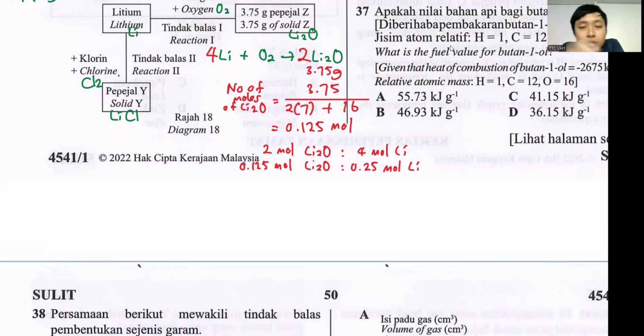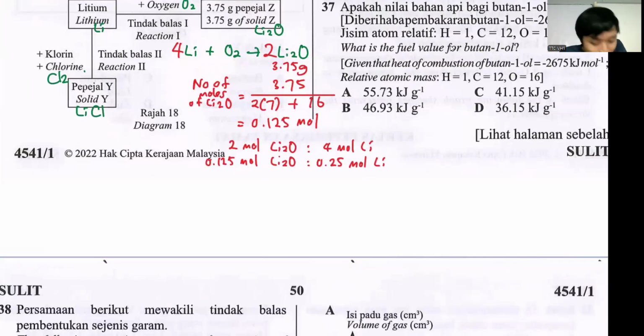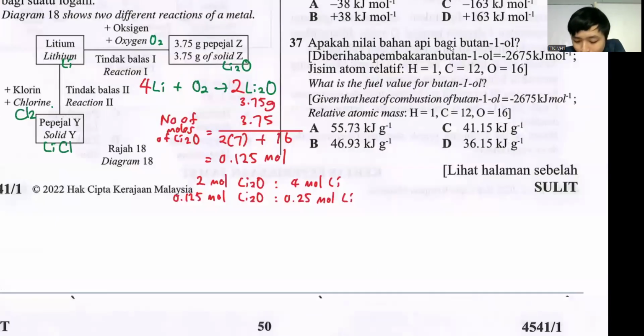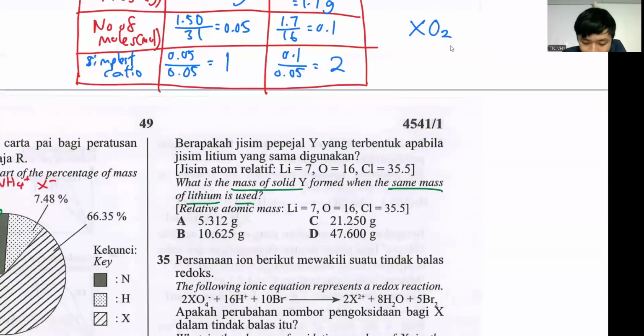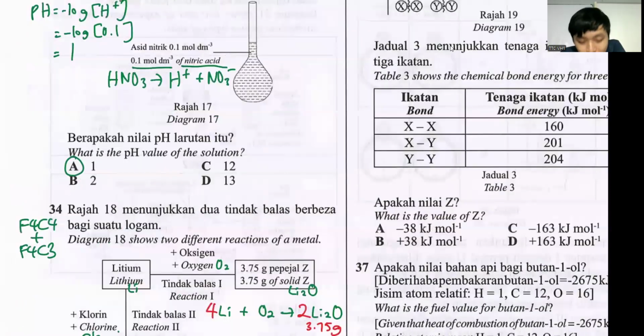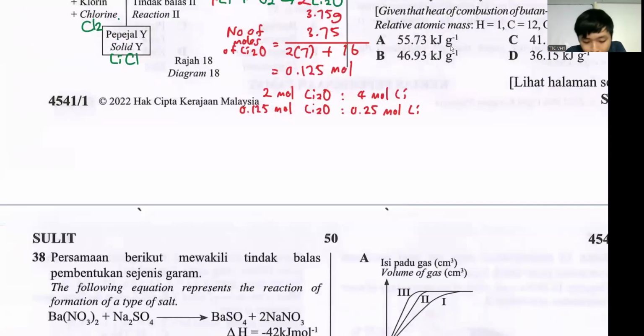To find the mass of lithium. Actually, the mass of lithium is not even important. So it's not to find the mass of lithium, because lithium I don't care. I care about the mass of solid Y. Correct. So I don't even care about the mass of lithium. So I can do this ratio to the lithium.